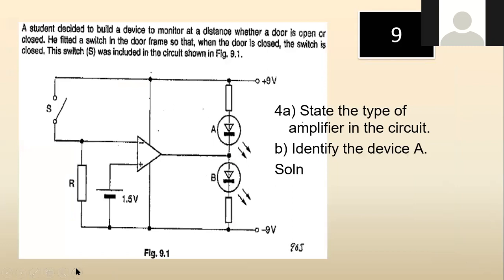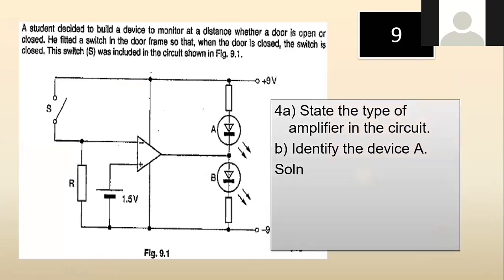Okay, let's look at some questions. This is a past year question. It's an old one, I think the 96 June paper. State the type of amplifier. Right? You should be able to decide among 3 of them only. Either it's a comparator, non-inverting, or inverting amplifier. So there is no taking anything from output to the negative terminal. Right? This is not feedback. This is just your biasing. So it's a comparator.